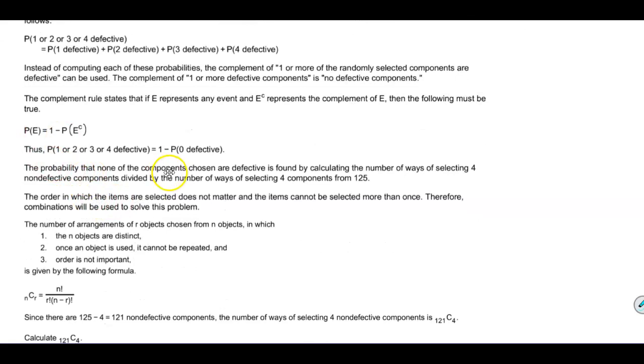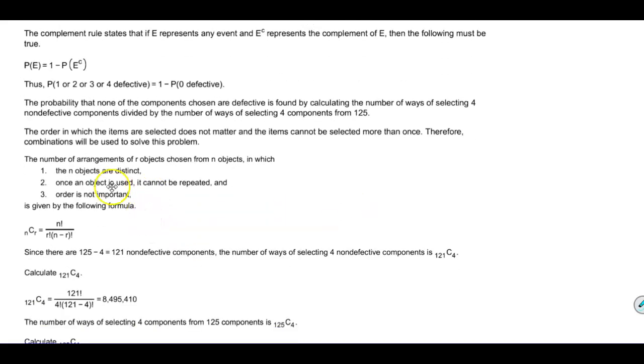Now, the probability that none of the components chosen are defective is found by calculating the number of ways of selecting 4 non-defective components divided by the number of ways of selecting 4 components from 125. Since the order in which the items are selected does not matter and the items cannot be selected more than once, combinations will be used to solve this problem. So we're going to use the formula for combination.